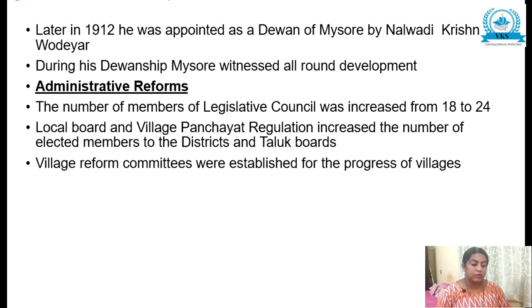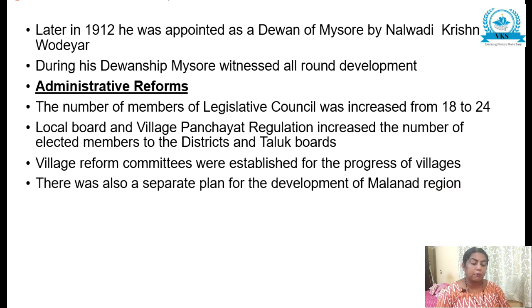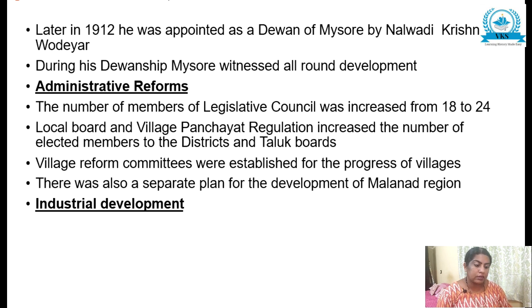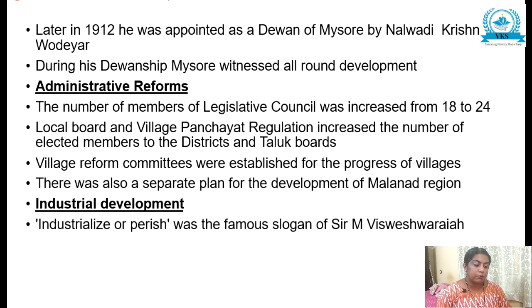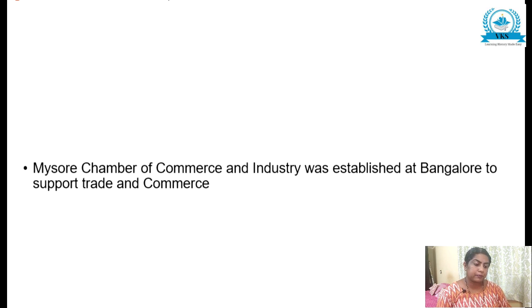Village reform committees were established for the progress of villages, and there was also a separate plan for the development of Malnad region. Now regarding industrial development, industrialize or perish was a famous slogan of Sir M. Vishweshwaraya. During his time, a number of industries started like iron works in Bhadravati, sandal oil factory in Mysore, soap factory, central industrial workshop, metal factory at Bangalore, etc.